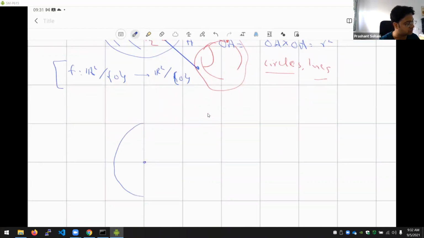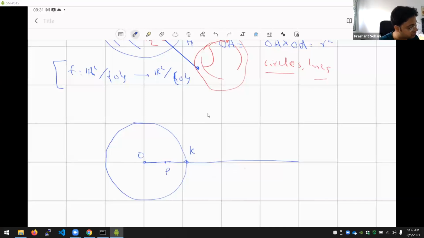Suppose I have a circle. It is passing through some fixed point K. On this line I have the point P, and its inverse image is somewhere here, let's say Q. So basically, what we have is OP into OQ equal to R square.